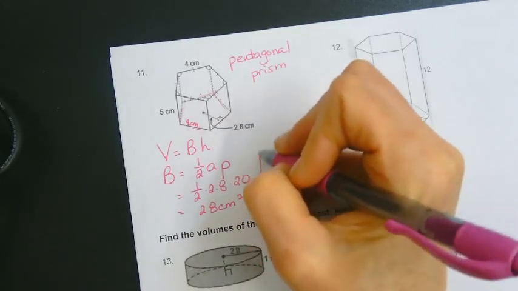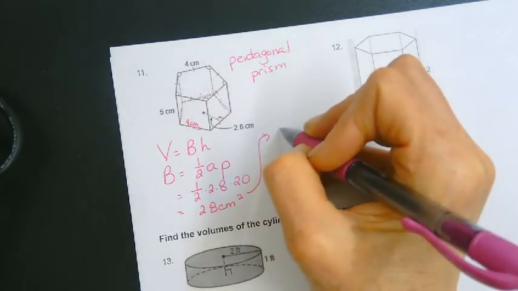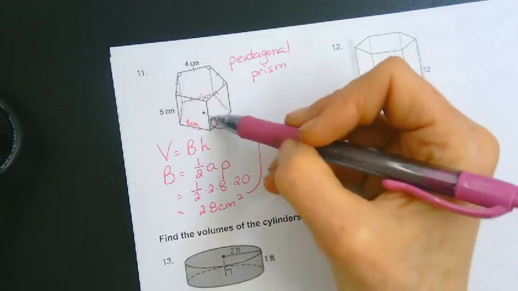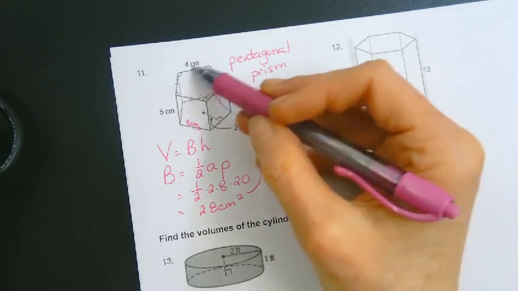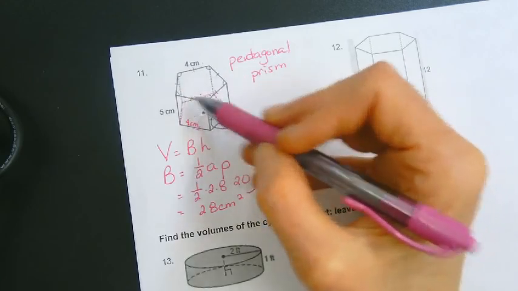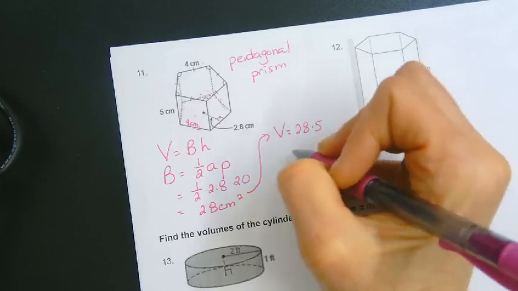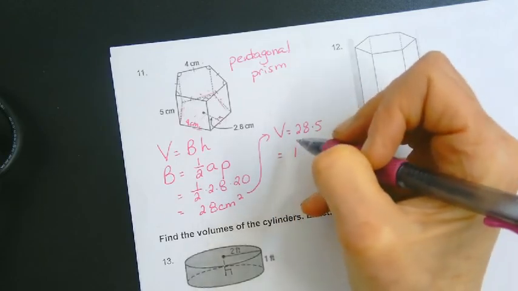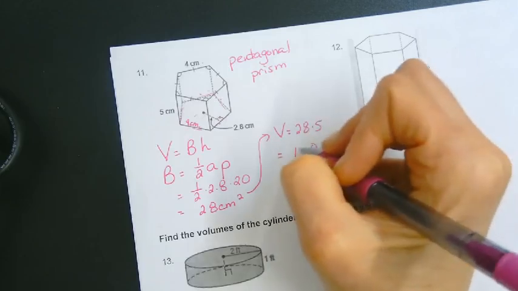Now we're going to take that. Volume equals 28 times the distance between these two, which is 5. This top base here and this bottom base, the distance is 5. So that equals 140, and that's centimeters cubed.